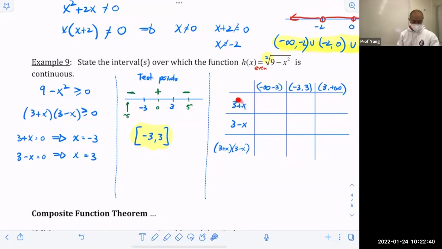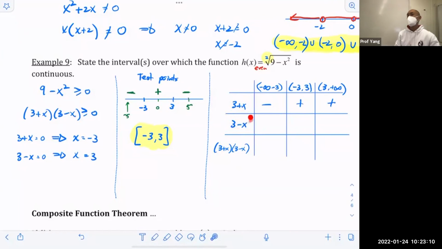Where does it cross the x-axis? It crosses the x-axis at -3 because that's what makes it 0. So this is the point right here where it crosses the axis, and it's going up. So it crosses the axis at -3 and it's going up. That means it's positive on this side, it's negative on that side. Does that make sense?